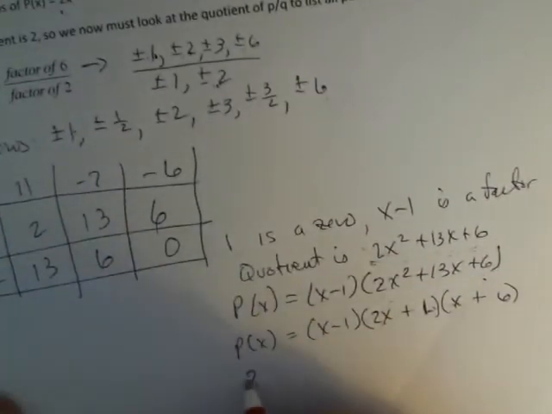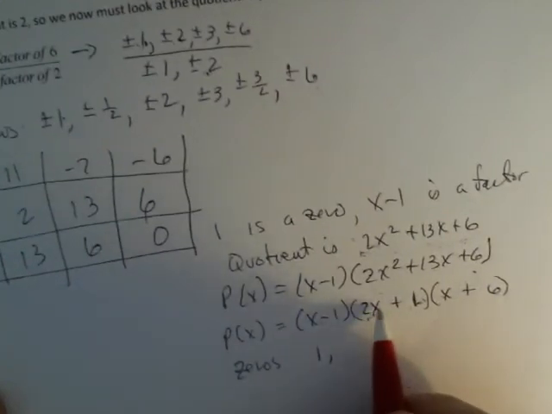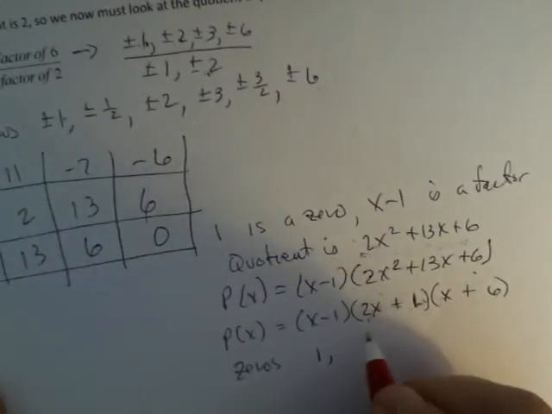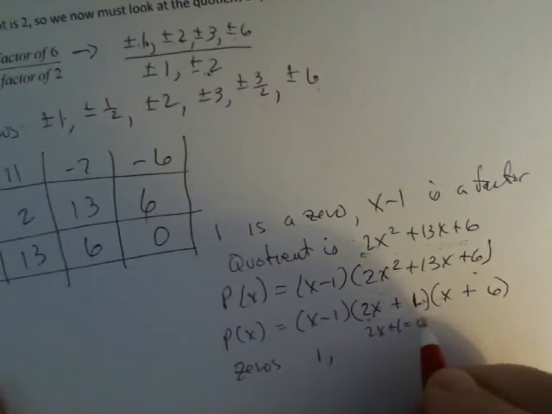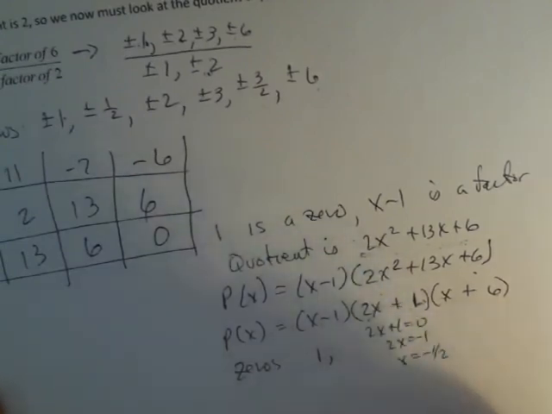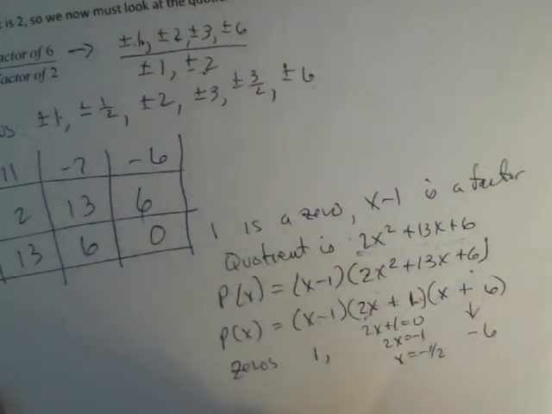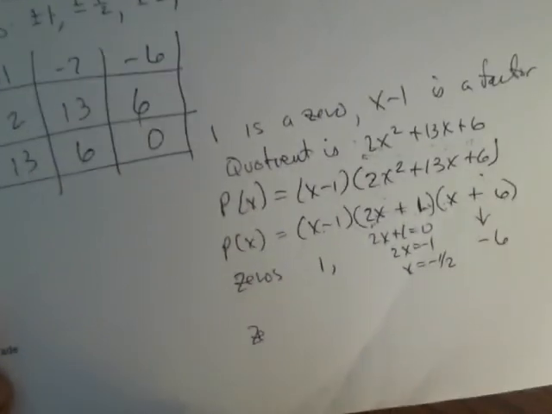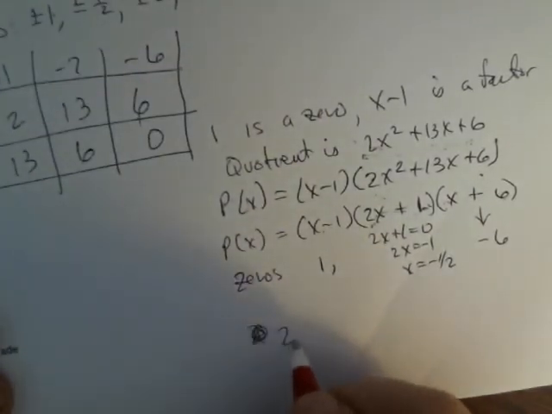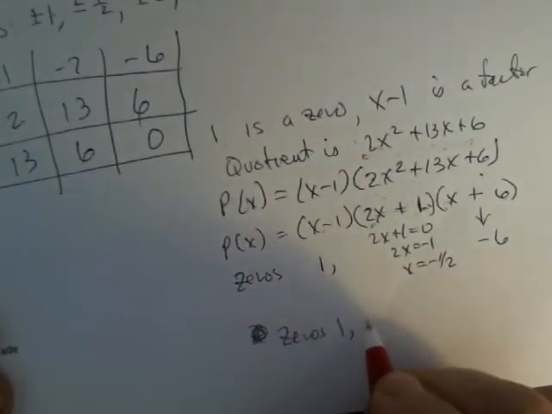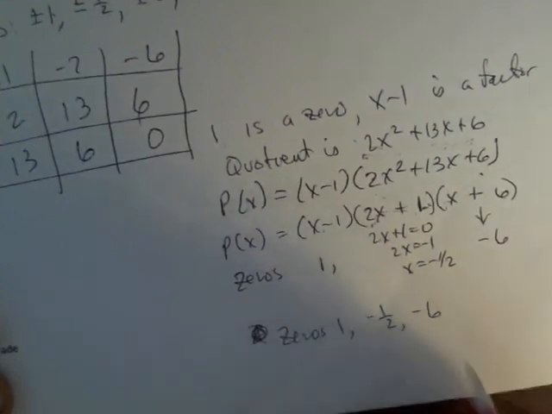So, my zeros. Well, I know this is a 1. Be careful here. 2x plus 1 equals 0. 2x is negative 1, so x is negative 1/2. And this one here is negative 6. So, my zeros are 1, negative 1/2, and negative 6.